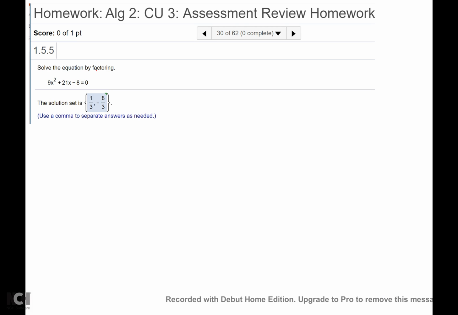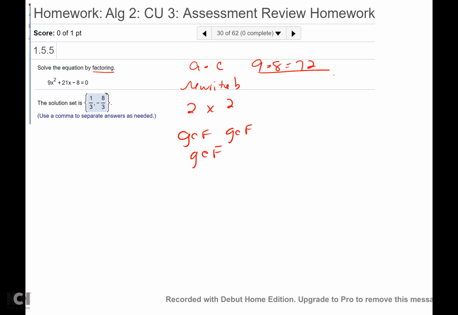All right, so to solve this by factoring, we have to do the whole song. We have to do A times C, rewrite B, 2 by 2, GCF, GCF again. So A times C, that would be 9 times 8, which is 72. I need all the factors of 72. 1 and 72 will not make it, I'm trying to make 21 in the middle. 2 goes into 72 36 times. That's not going to make 21. 3 goes into 72 24 times, and that will make my 21.